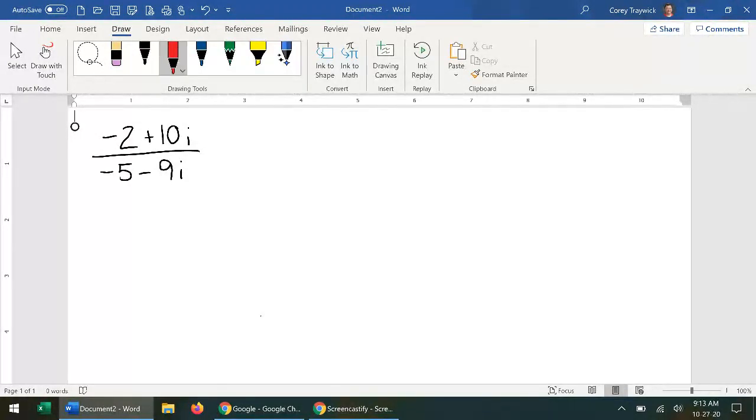Okay, now what we're multiplying by, what this is down here on the bottom with the middle sign changed, has a name for it. It is called the conjugate.